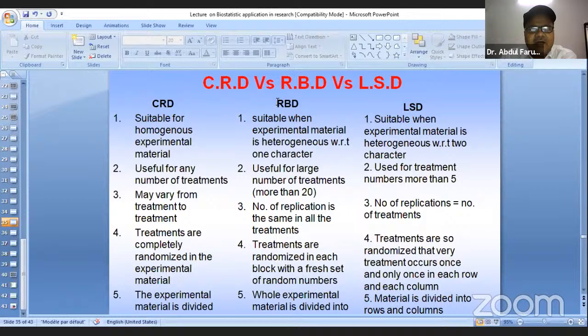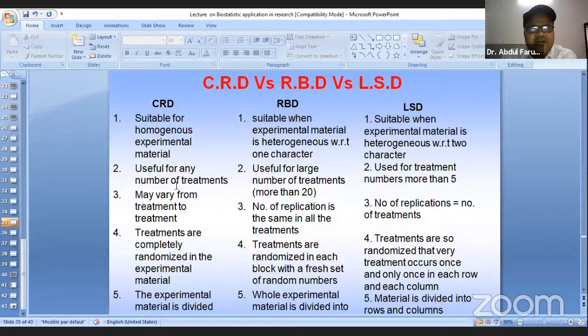अगर हम कंपेरिजन करें तो आपको पता चलेगा कि CRD, RBD और LSD के अंदर जो डिफरेंस मिलेगा आपको समझने के लिए वो ये है कि CRD इज सूटेबल फॉर द होमोजेनियस एक्सपेरिमेंटल मटेरियल, RBD इज सूटेबल when the experimental material is heterogeneous with respect to one character, and LSD is suitable when the experimental material is heterogeneous with respect to two characters.